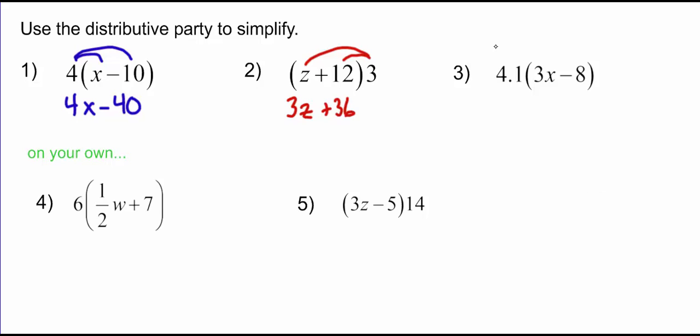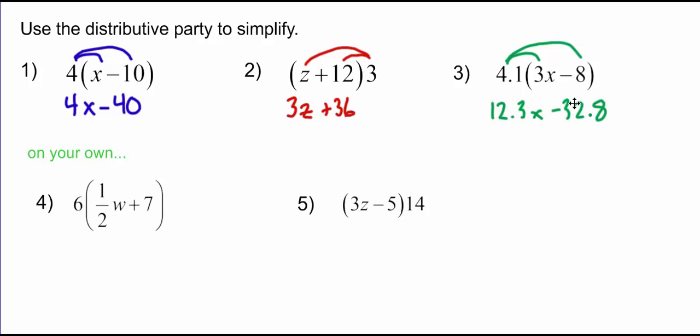On the third one here, it's again the same idea, 4.1 times 3x and 4.1 times 8. Even if you don't love multiplying decimals, you can do 4 times 3 is 12. 1/10 of 3 would be 3/10, so 12.3x. And then 4 times 8 is 32. 8 times 0.1 is 0.8, so 12.3x minus 32.8.